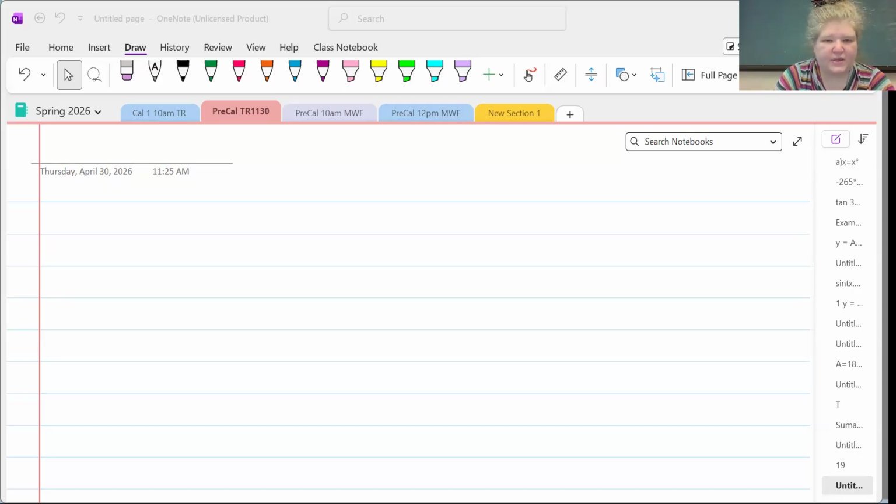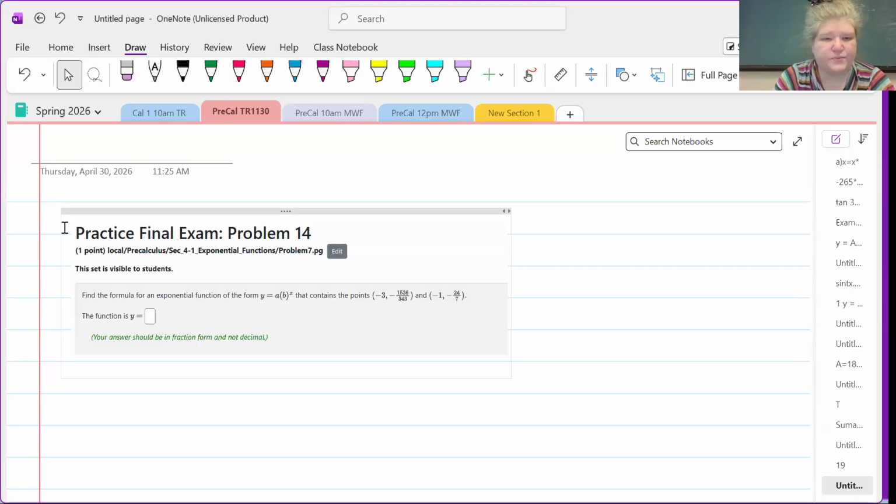All right, let's take a look. Yeah, 14's got some ugly numbers. All right, so 14 here, they tell us to find the formula for an exponential function of the form y equals a times b to the x, and they give us the 2 points on the function.